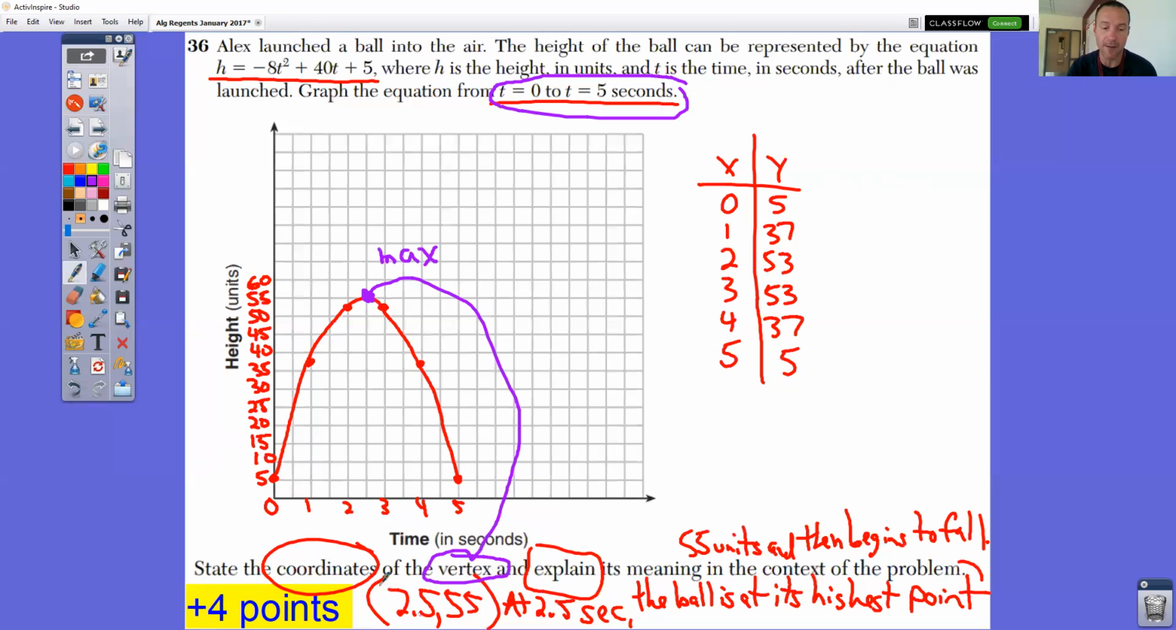So you need a comma and you need parentheses, and explain its meaning in the context of the problem. Well, this is the max height. That's when the ball is at the highest point, because it goes up and then it reaches that highest point. That's the max before it starts going down. So that's the highest that the ball is.